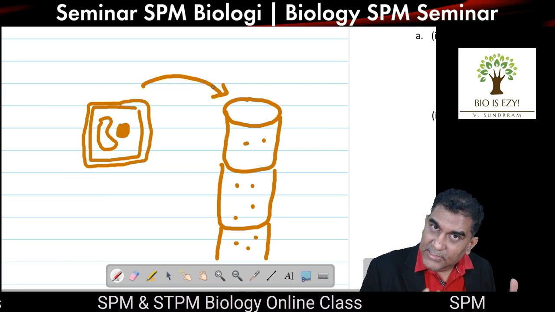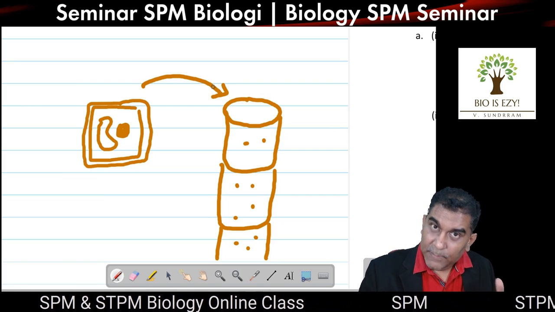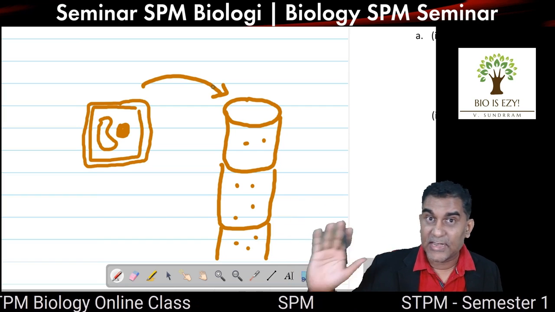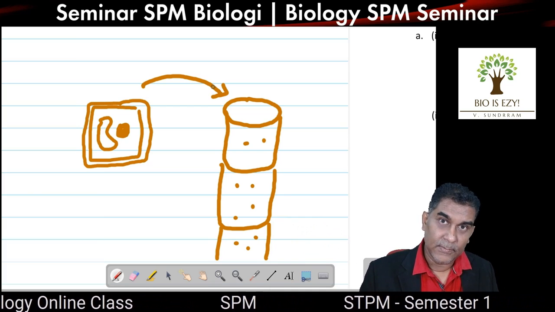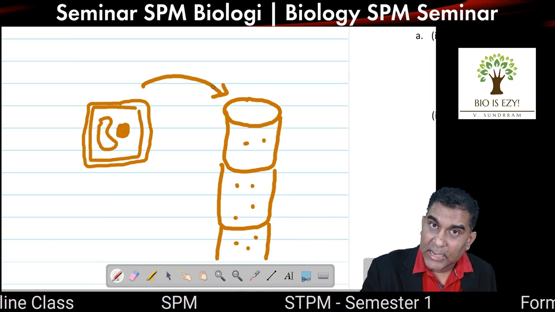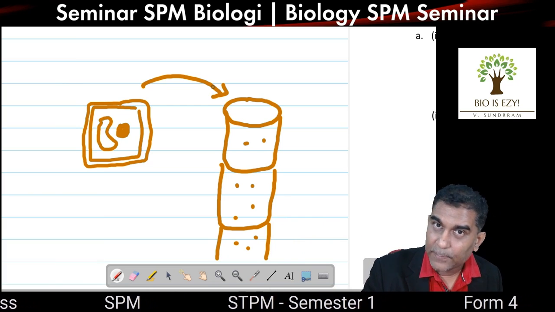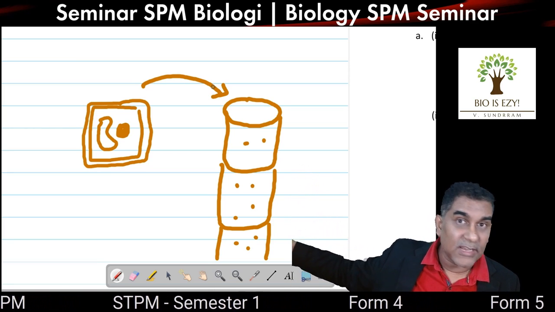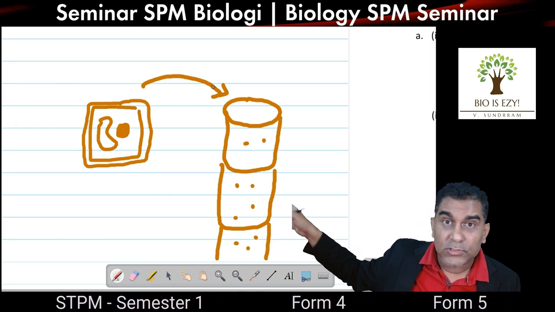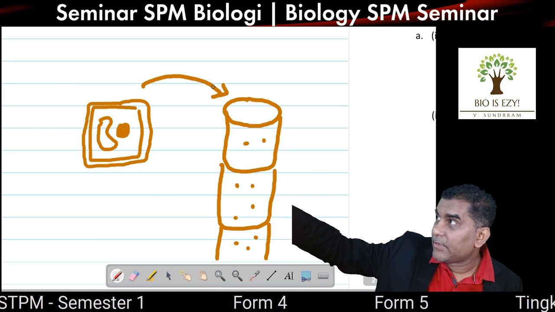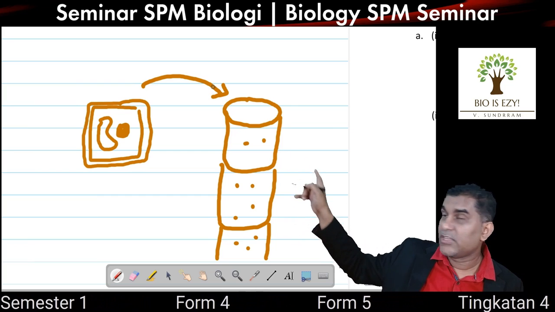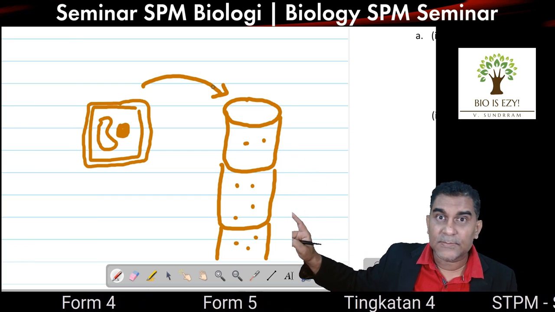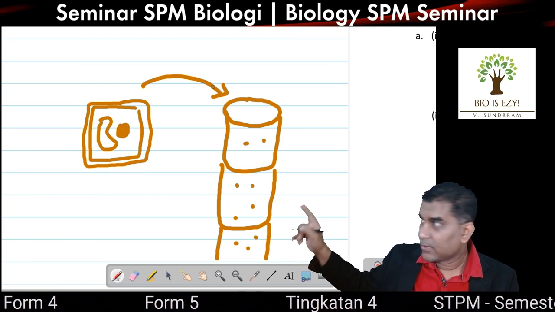Sel meristem adalah sel asas. Dia mengalami pembezaan untuk membentuk tisu yang spesifik. Sel yang khusus. Semasa pembezaan, during the differentiation, what happens? Clearly, you can see from the picture, the shape of the cell already changed. Bentuk sel sudah berubah. Sel meristem nak jadi xylem, bentuk dia berubah. Struktur dia berubah. Kamu dah belajar dalam set 1. You already learned in set 1.